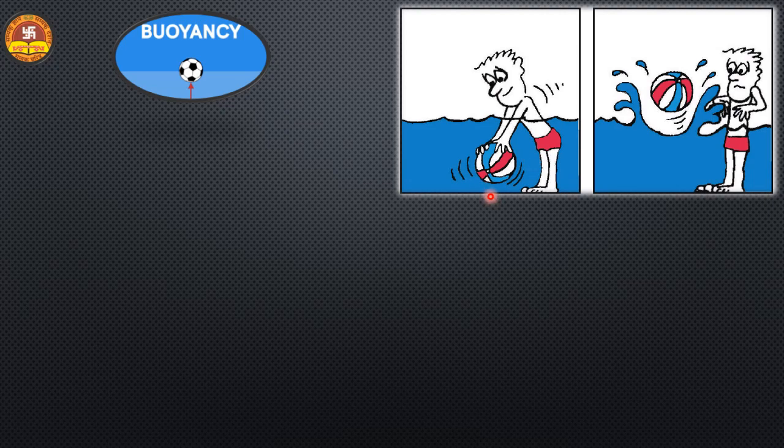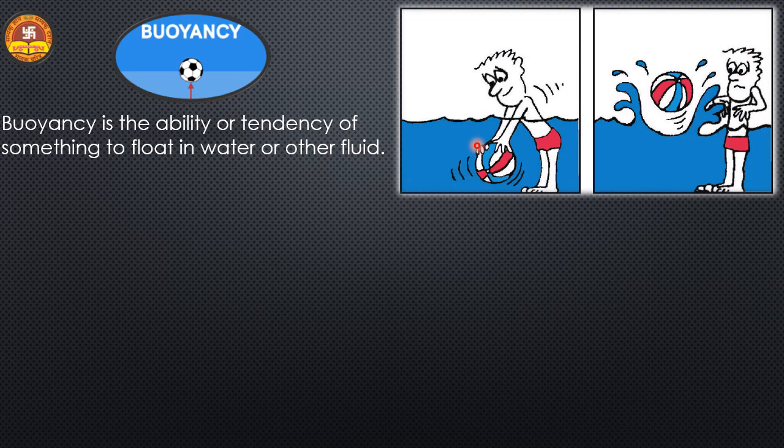Now the nature of this liquid, or the property of the liquid due to which it exerts an upward force on an object which is partly or completely immersed in it, is known as buoyancy. So it's the ability or tendency of something to float in water or some other fluid, or the power of a fluid to make a body float in it. Fluid means both liquid and gas.